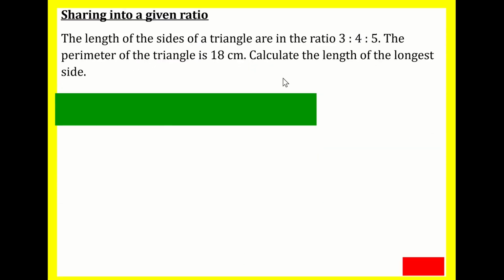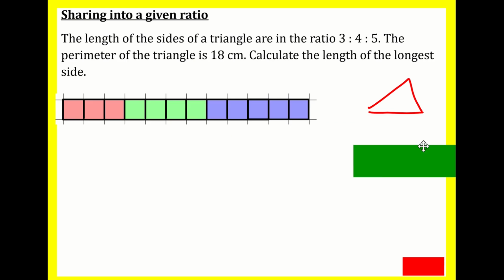Okay, second example type, sharing into a given ratio. This time, again, welcome to pause and have a go, otherwise I'm going to talk through it. This time we're told about a ratio, we've got 3 things involved, and we're told the total amount. That's what we mean by the perimeter. The perimeter is when you add all the sides up. So, it's expecting us to know that geometrically. And then we're told the full thing is 18.